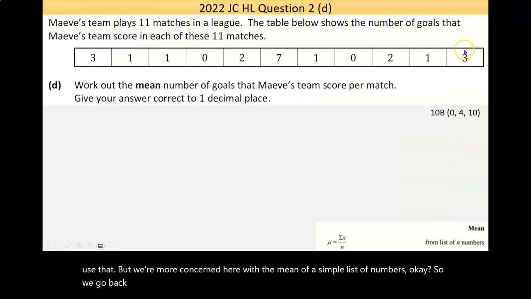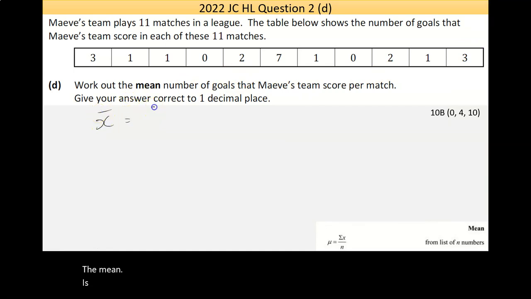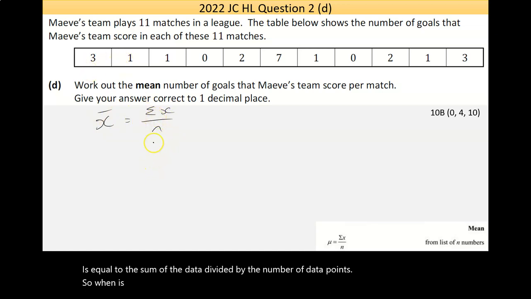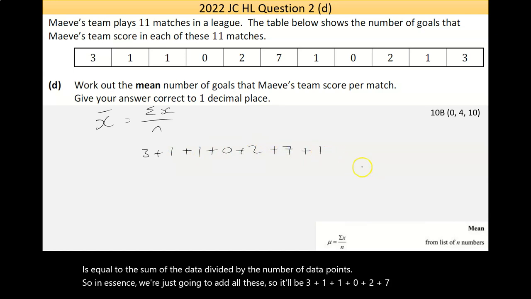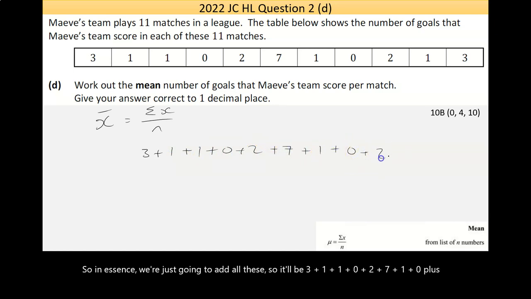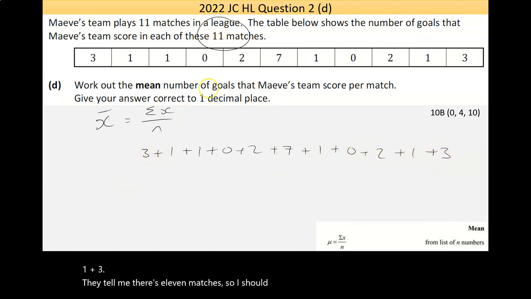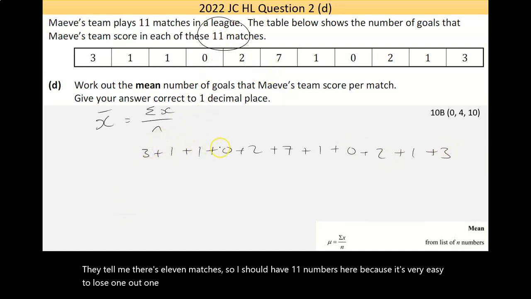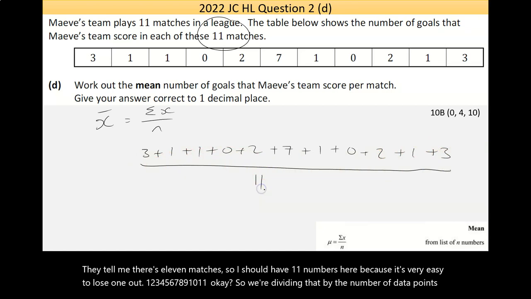So the formula there is the mean is equal to the sum of the data divided by the number of data points. So in essence, we're just going to add all these. So it'll be 3 plus 1 plus 1 plus 0 plus 2 plus 7 plus 1 plus 0 plus 2 plus 1 plus 3. Now, they tell me there's 11 matches, so I should have 11 numbers here because it's very easy to lose one out. 1, 2, 3, 4, 5, 6, 7, 8, 9, 10, 11. Okay? So we're dividing that by the number of data points, which is 11.